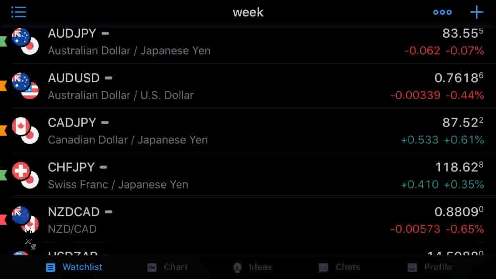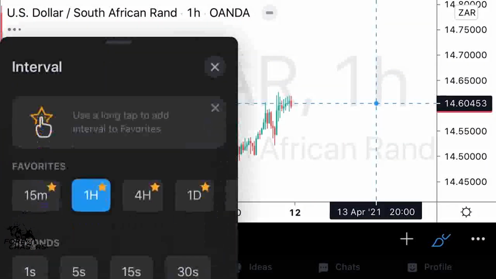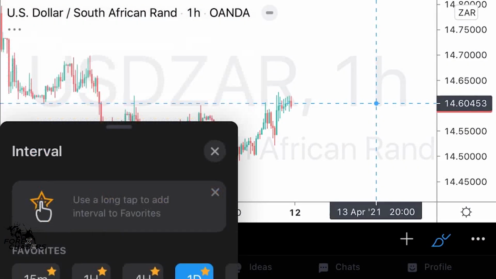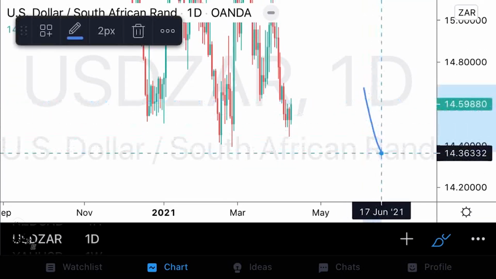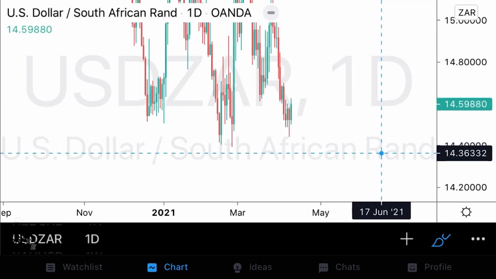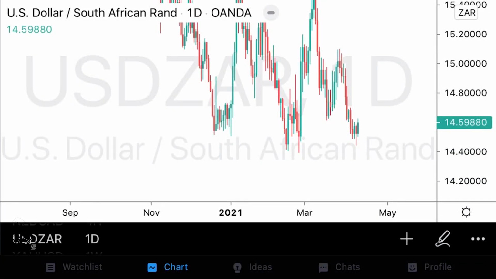Let's go on to the next pair. We're going to go into USD ZAR. Now USD ZAR, I was hoping it was going to be a little bit more interesting than it is right now. Just because I didn't want to see bullish price action just yet. I was still hoping to see a lot of bearish price action.